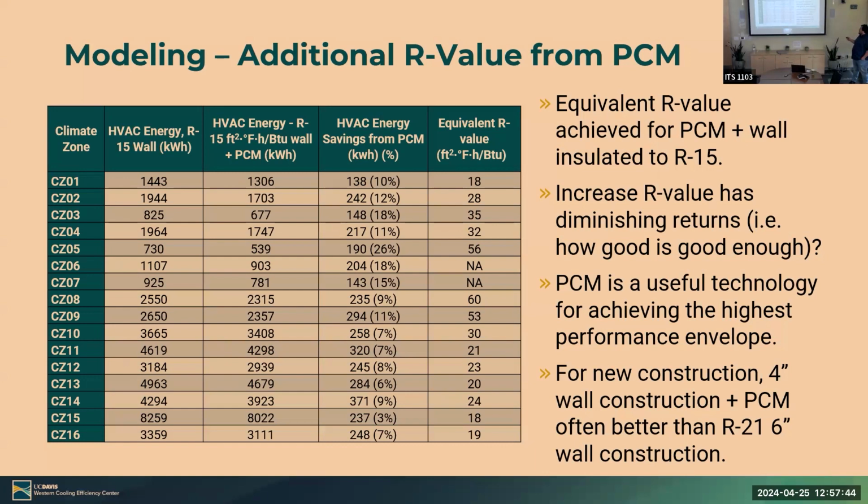And we point this out because new constructions are required to have 6-inch studs to have an equivalent R21. And that greatly increased construction costs. So we're proposing that there could be an alternative here of having the traditional 4-inch studs with PCM to achieve that R21 value in certain climate zones, while still maintaining that 4-inch stud and reducing construction costs.